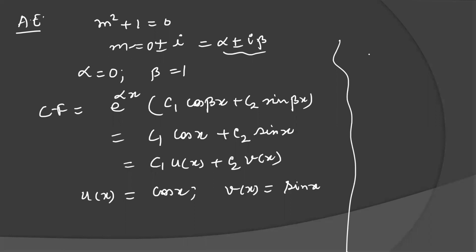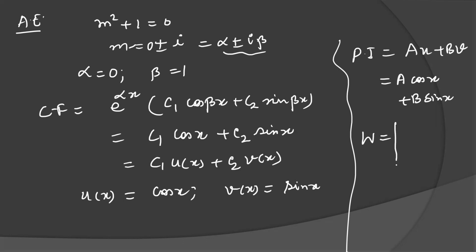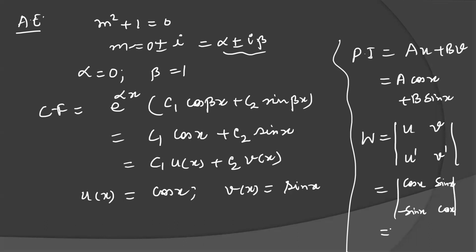Then your particular integral can be written as au plus bv, so it is a cos x plus b sin x. Now our aim is to find the values of a and b. For that we have to first find the Wronskian W. W is the determinant of u, v and u dash, v dash, meaning the derivatives of u and v. It is cos x, sin x. Derivative of cos x is minus sin x. Derivative of sin x is cos x. If you find the determinant, cos square x minus minus plus sin square x, so it is 1, not equal to 0. It means u and v are LI, and the value of W is 1.